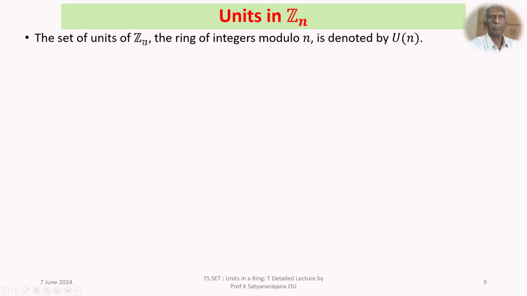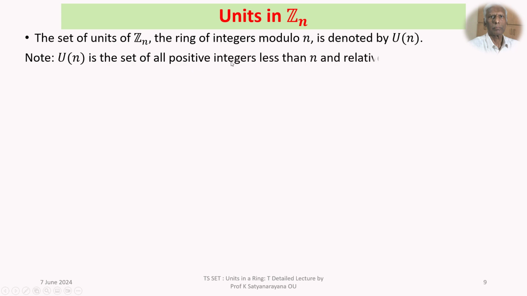What is Zn? Zn is the ring of integers modulo n, and the set of units of Zn is denoted by U(n). Note that U(n) is the set of all positive integers less than n which are relatively prime to n. That means it is the set of all those a belonging to Zn such that the GCD of a and n is 1.